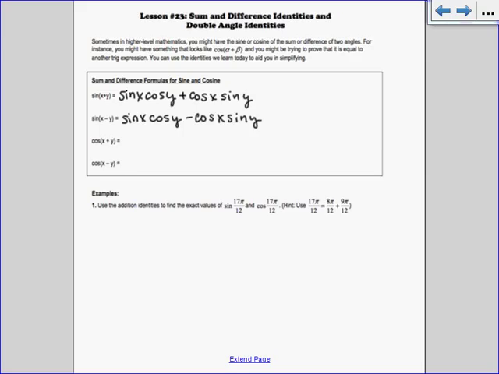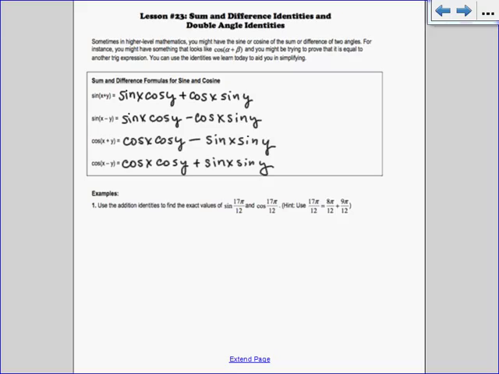All right, cosine of x plus y is cosine x cosine y minus sine x sine y. And cosine of x minus y is cosine x cosine y plus sine x sine y. Okay, and these ones aren't too terrible to memorize. You don't necessarily need to know them for AP Calculus, but you will need to know them for this test. So memorize them.